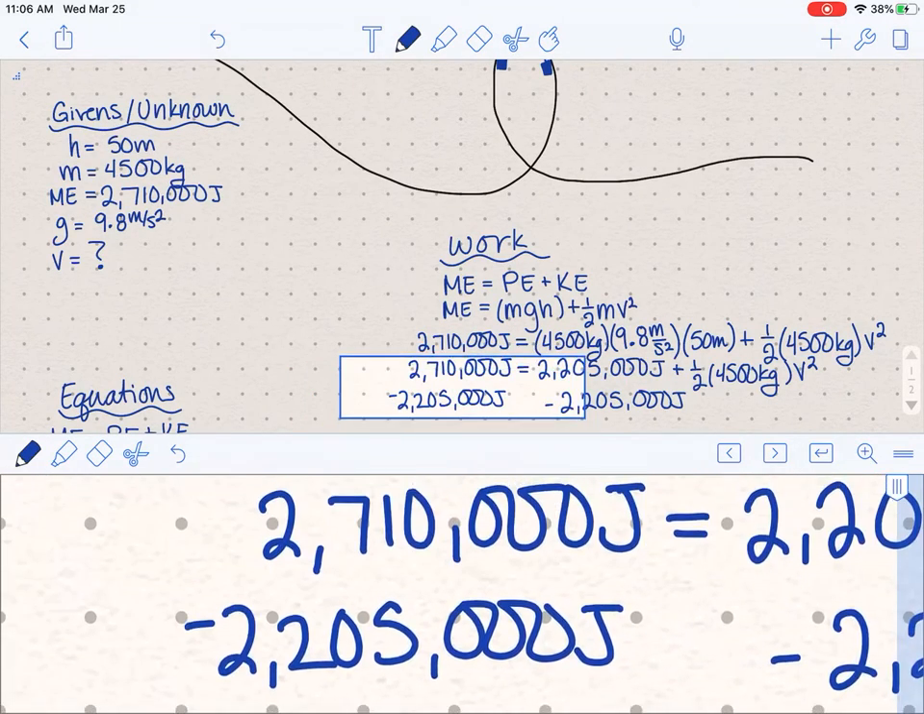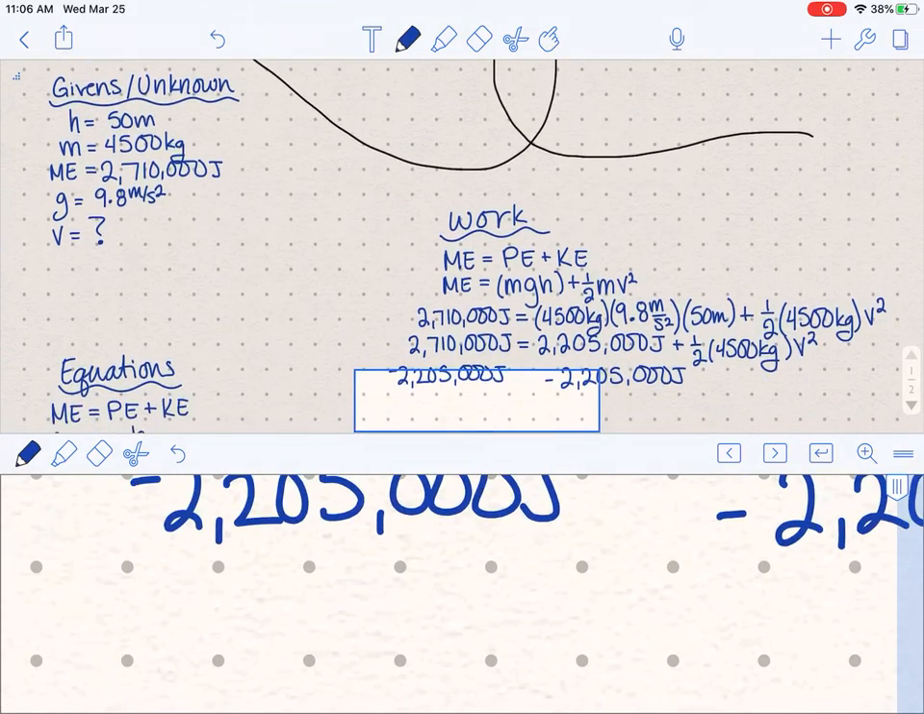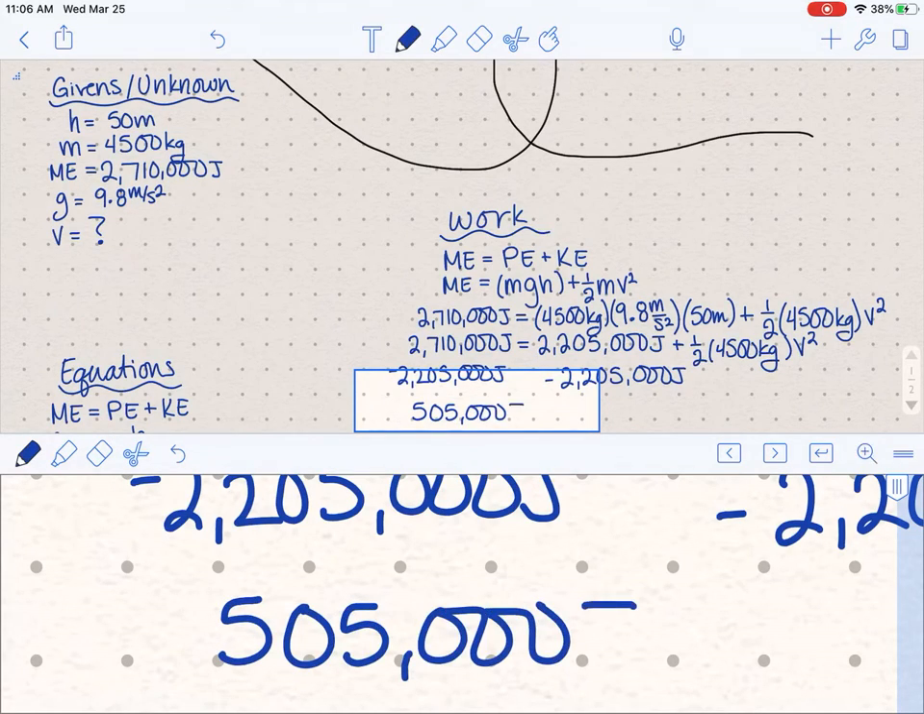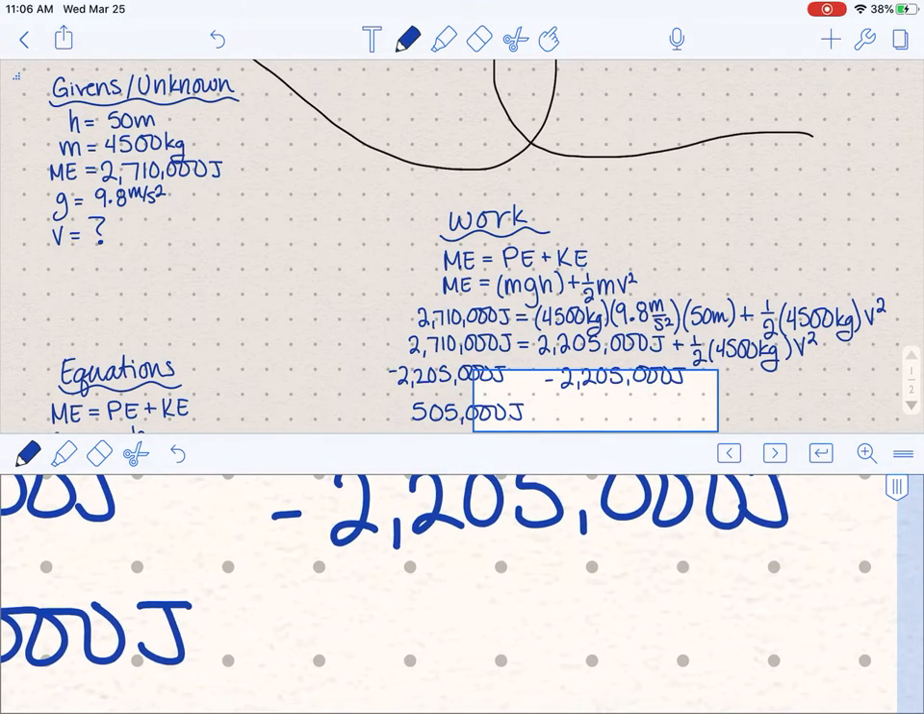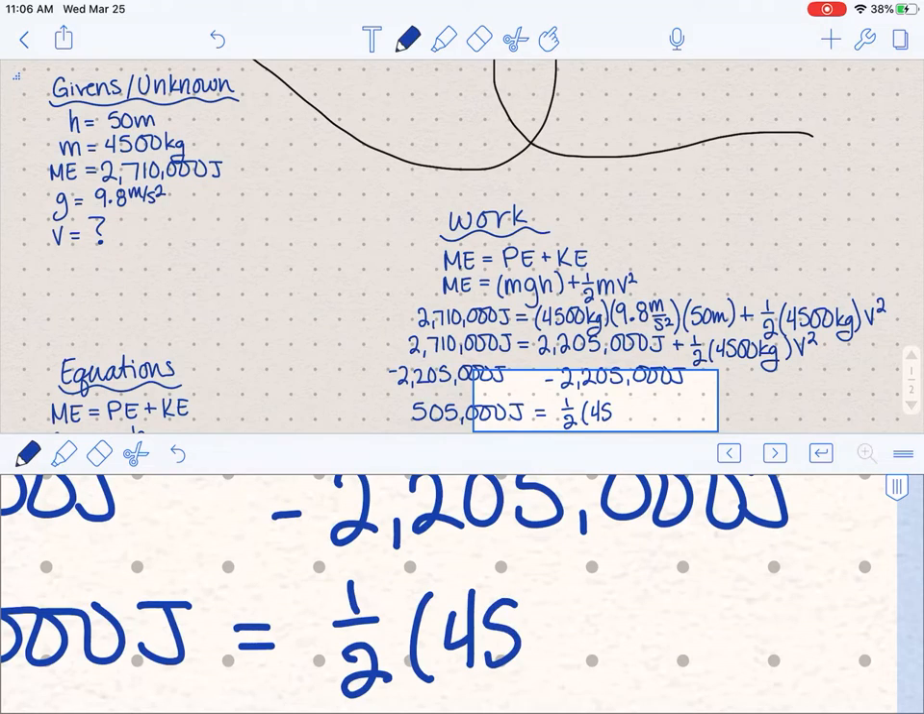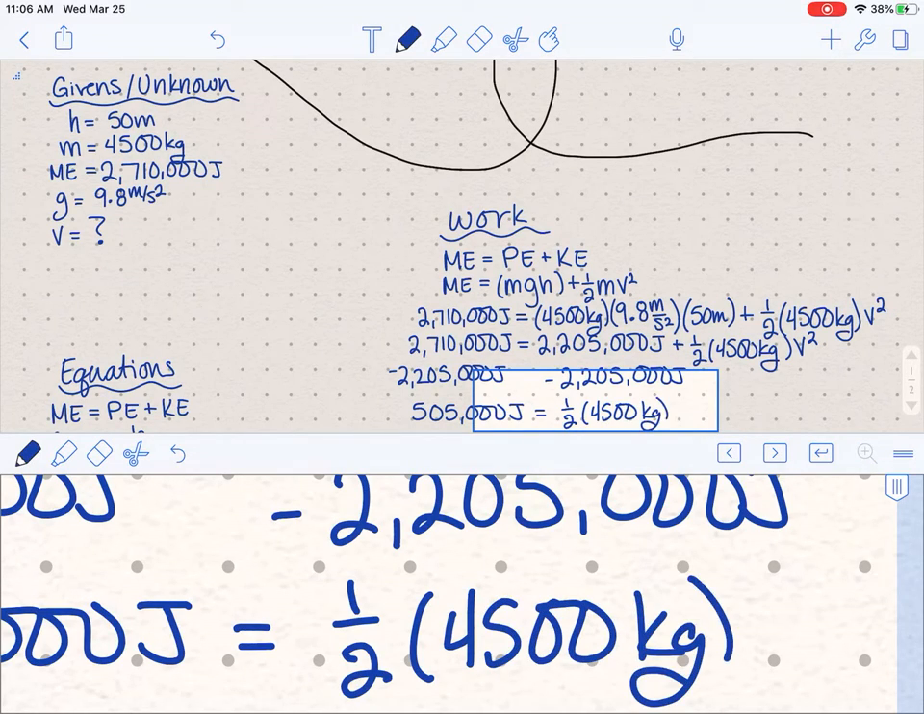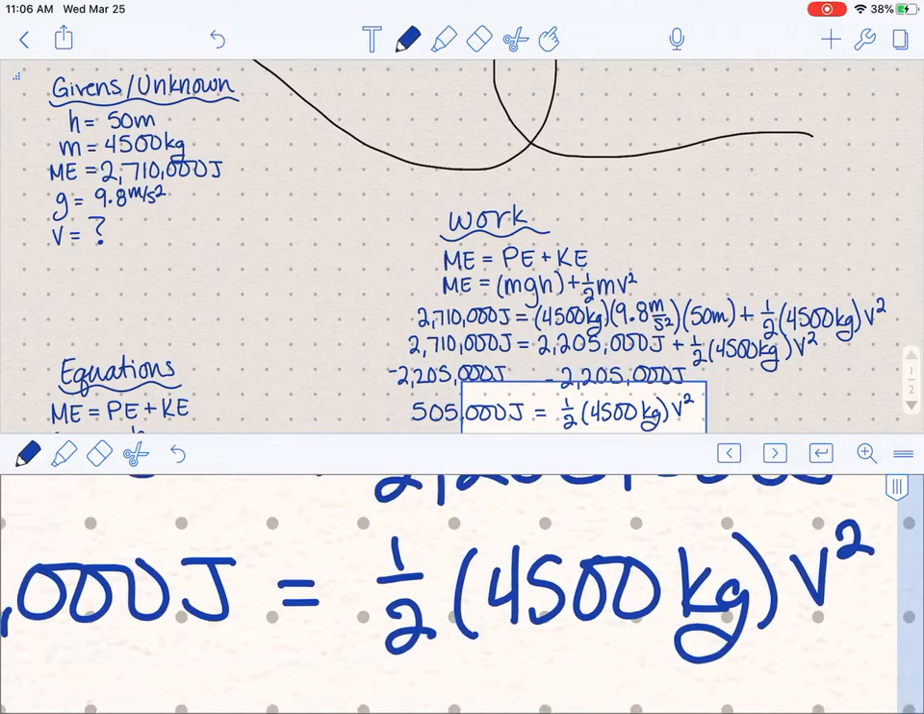All right, and I take 2,710,000 joules minus 2,205,000 joules. Again, I'm going to pull out my calculator. And I'm going to end up with 505,000 joules. And that is equal to my 1/2 times 4,500 kilograms times v squared.